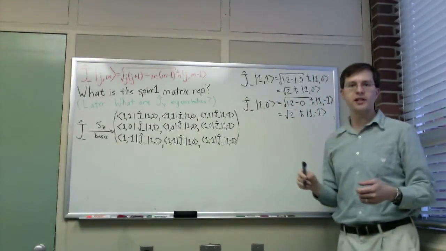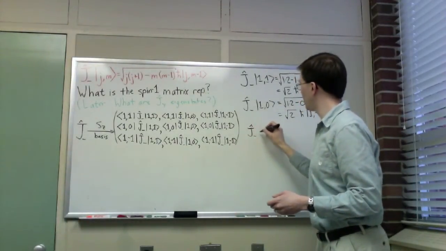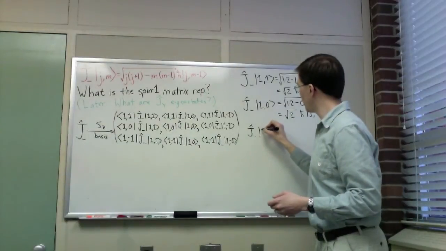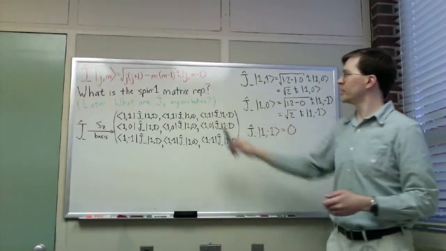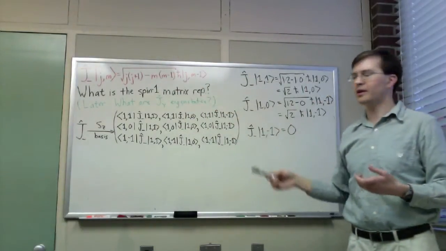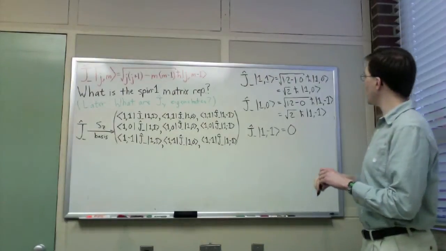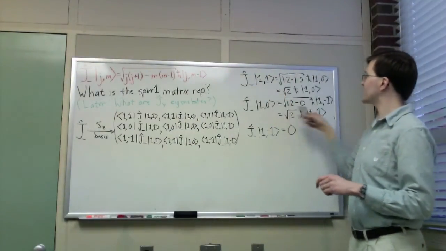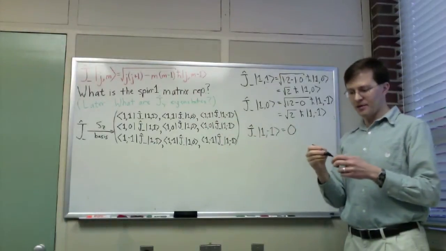That's our lowered state. And finally, by earlier arguments, we know that trying to lower the lowest possible state gives 0. You can confirm it by plugging in the numbers as well, but this comes out to 0. You can't lower below the lowest possible state. So we know these 3 values. We know what J minus does to each of these kets. That means we can evaluate what happens in this matrix.